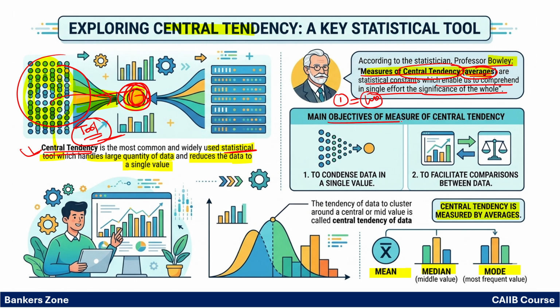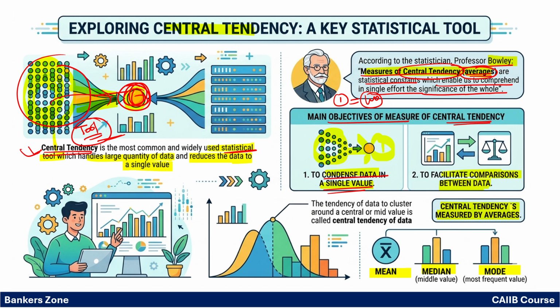So what is the main objective of central tendency? Simply to condense data into a single value. We have a large amount of data, and we convert that data into a single value. It is the first objective. And second, we can compare between the data because we have single values. So we can compare two single values. Comparison is facilitated by using central tendency.